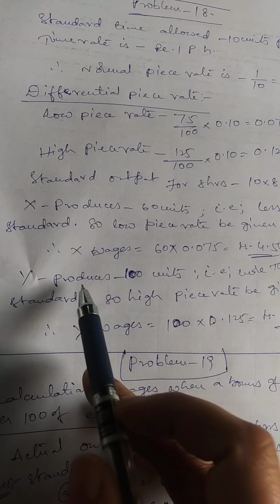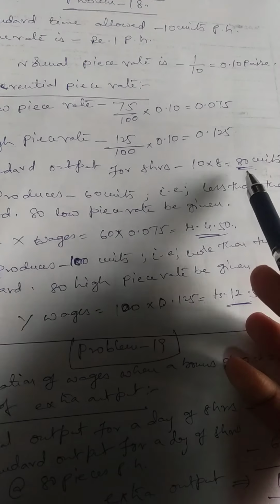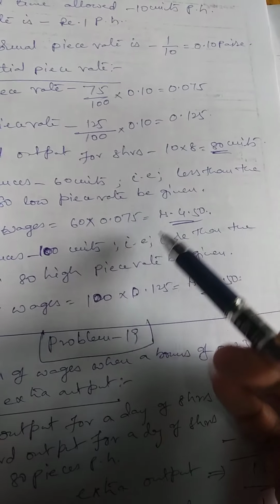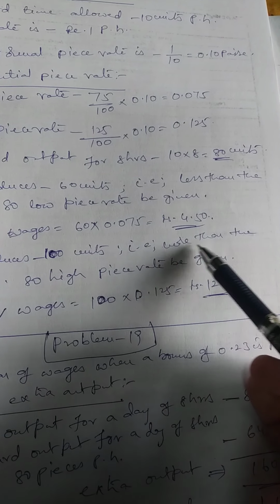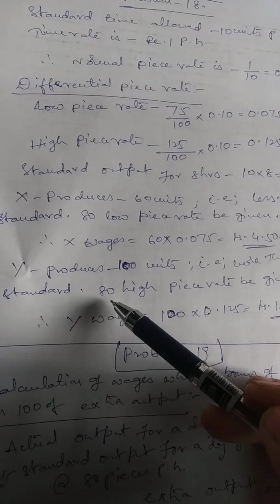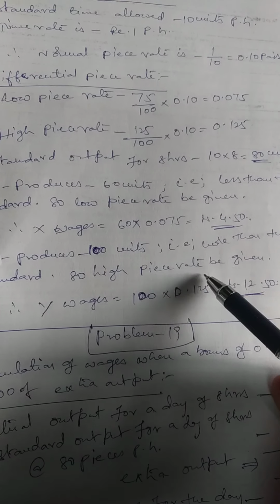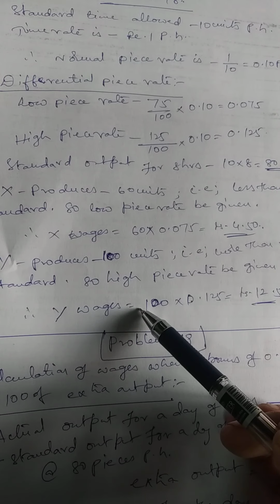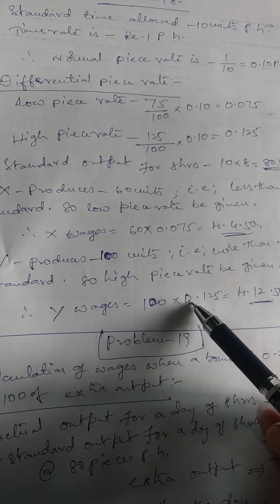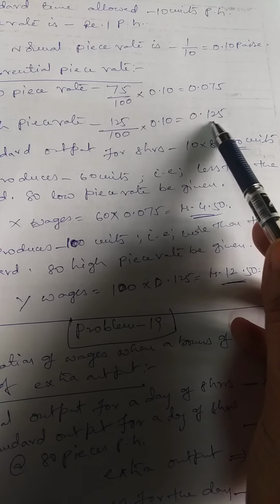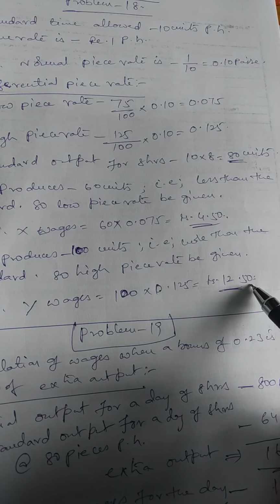And Y has produced 100 units and the standard units are 80. So he has produced more than the standard, which means he must be given the high piece rate. Therefore, Y's wages is equal to 100 into 0.125, the high performance rate, that is equal to 12.50.